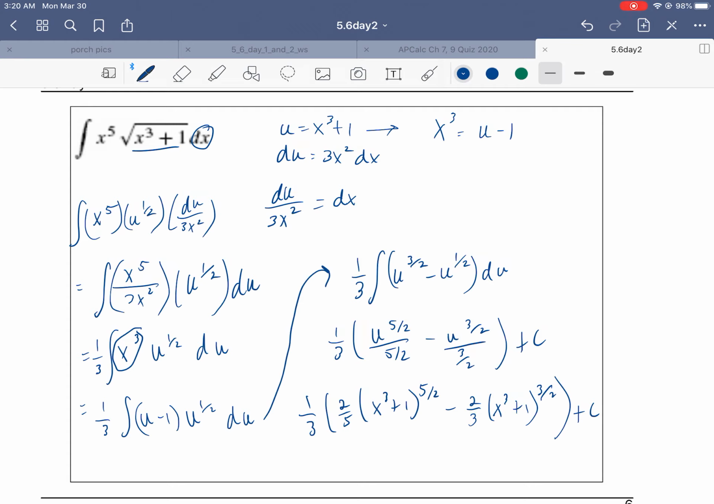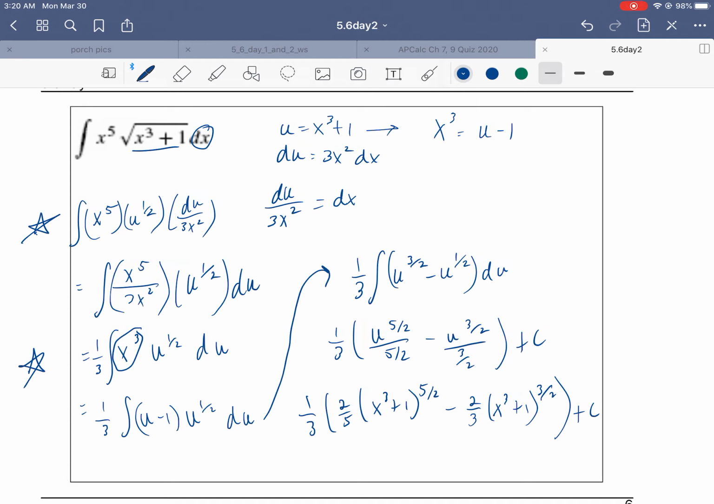Okay, so let me just recap this problem one more time. So we picked our inside, x cubed plus 1. We derived it. That brought us to 3x squared dx. I chose to isolate my dx and replace. So that brought me here. So I kept the x to the fifth for now. I rewrote the square root in terms of u, and I rewrote the dx in terms of du. Then I said, well, how can I simplify this? So the x to the fifth divided by 3x squared can really simplify to an x cubed over 3.